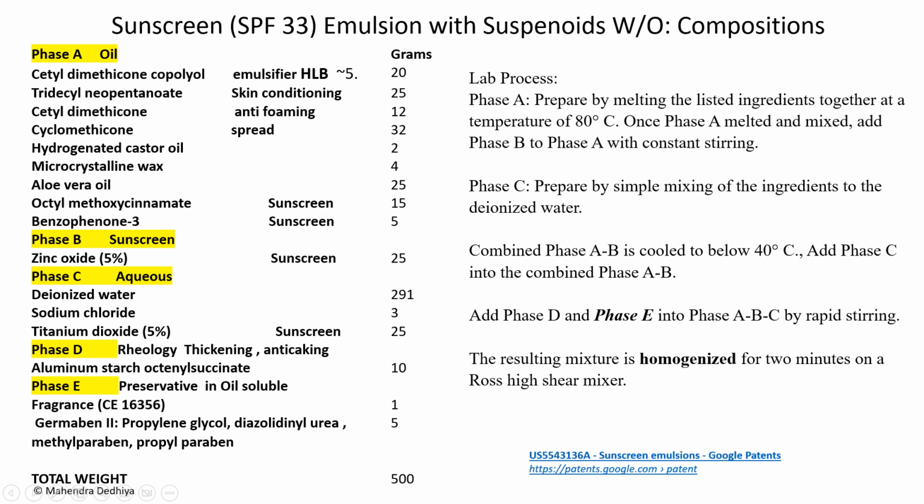Aqueous phase, that phase C, is added to the oil phase for water and oil emulsion. The thickeners are added at the end and with high shear stirring. And the final mixture is homogenized for 2 minutes because we have zinc oxide and titanium dioxide. Both are suspenoids, will require high shear mixing. This formulation, according to authors, yields SPF of 33.